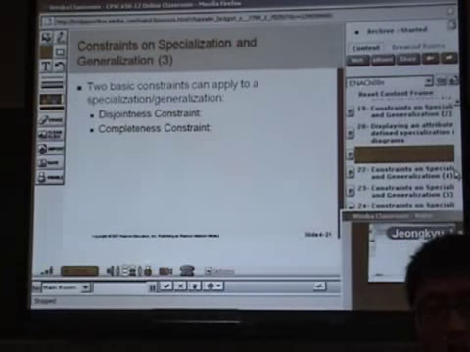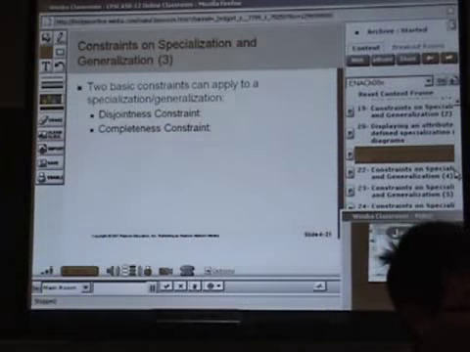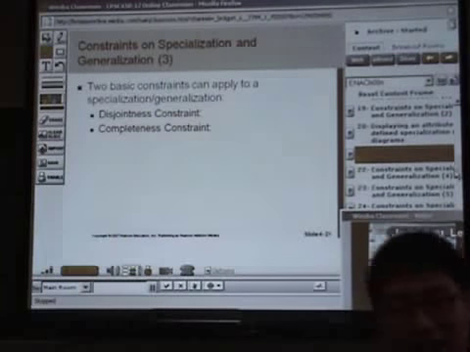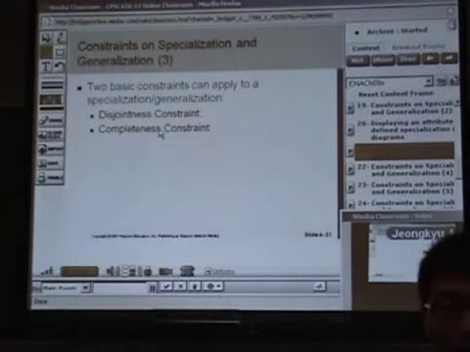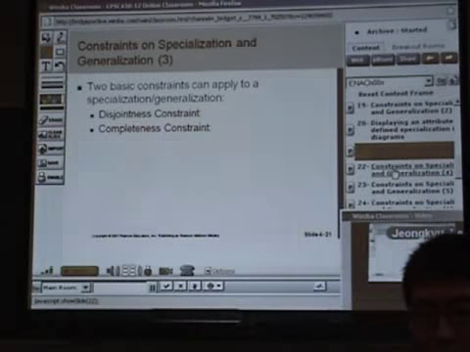So the disjoint constraint, disjoint or overlap, can be represented by a circled O or a circled D. And the completeness constraint is whether this is full or partial participation.